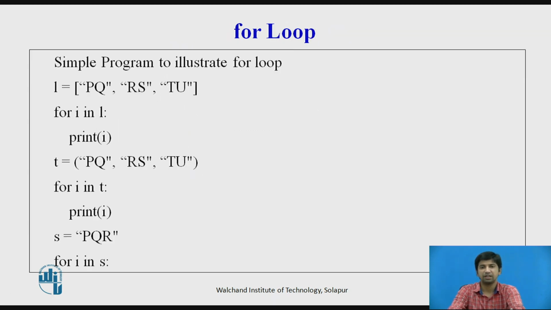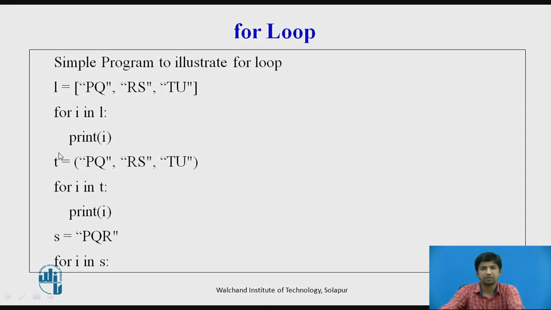A simple program for illustrating for loop. Here they have created an iterable named l, which has different items: PQ, RS, TU. For i in l: here i is the var and l is the iterable. What will it do? Print i. For i equal to PQ, for i equal to RS, for i equal to TU, all of PQ, RS and TU will be printed on separate lines.